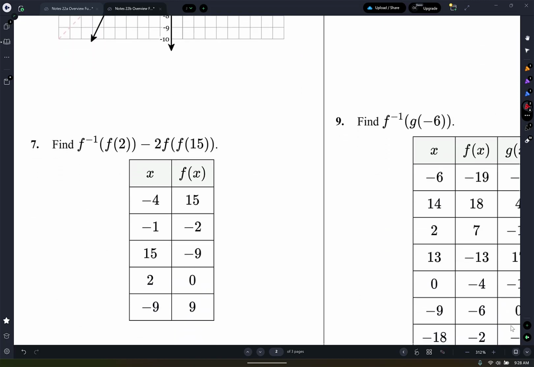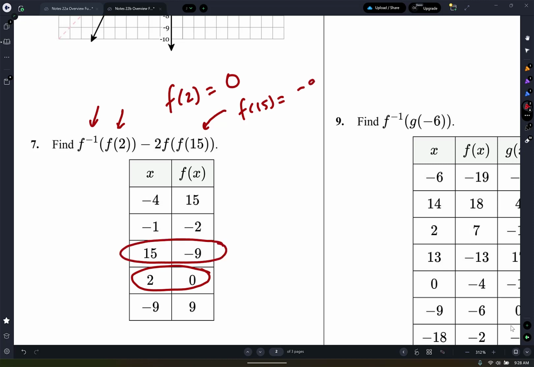Relax. We're going to go slow. Remember that this means inverse. So f of 2. I'm first going to find what f of 2 is. F of 2 is 0. And what's f of 15? F of 15 is -9. That's all it means. We're still okay?